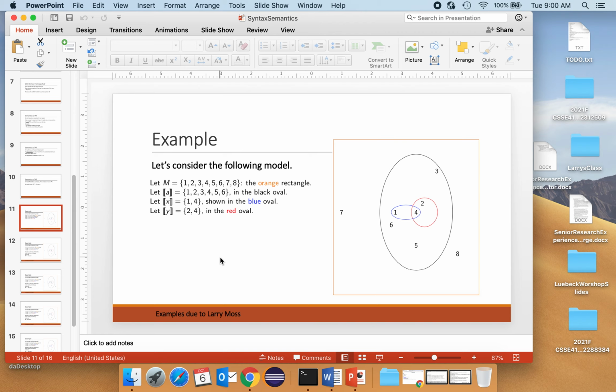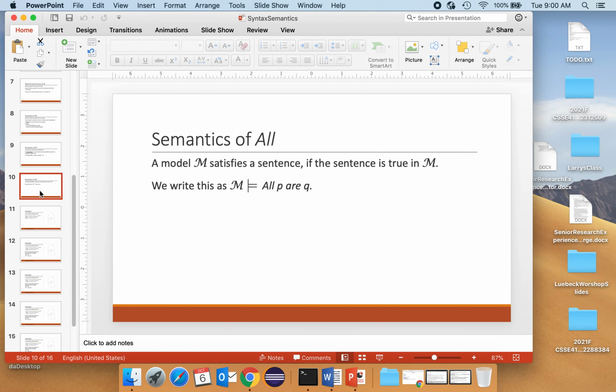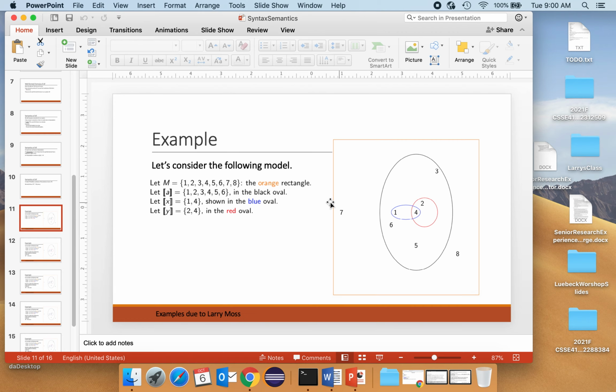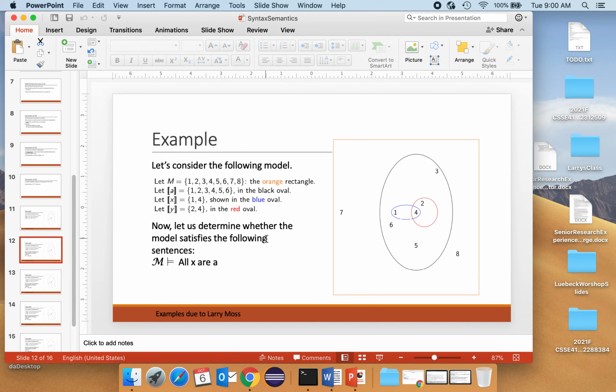So now we have given our model, and we want to understand whether some sentences are being satisfied by the model. Again, we have given an interpretation. We have specified what the nouns are, and the nouns are these subsets over here. So now we want to understand whether some sentences are true. The first example we're going to look at: is the model supporting the sentence all X are A? In other words, is the sentence all X are A true in our model?